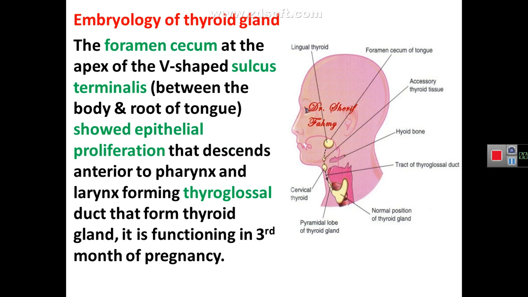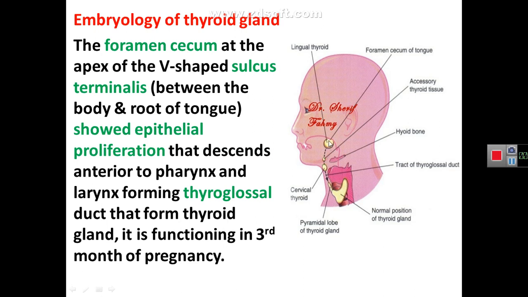Here, the mucosa at the foramen cecum, the apex of the V-shaped sulcus terminalis, proliferates. It shows epithelial proliferation. This epithelial proliferation descends downward in the form of what's called the thyroglossal duct. This thyroglossal duct descends in front of the hyoid, in front of the larynx and pharynx, to reach the final position of the thyroid gland and form the thyroid gland.